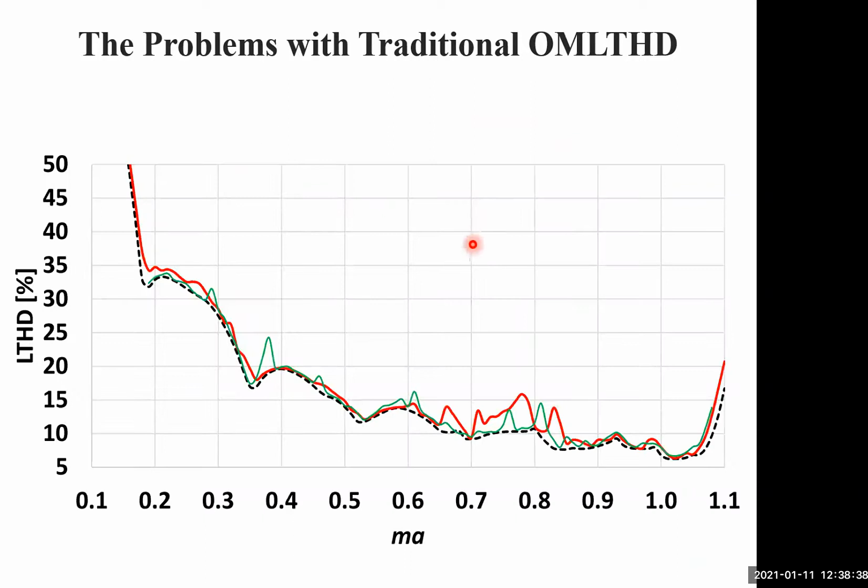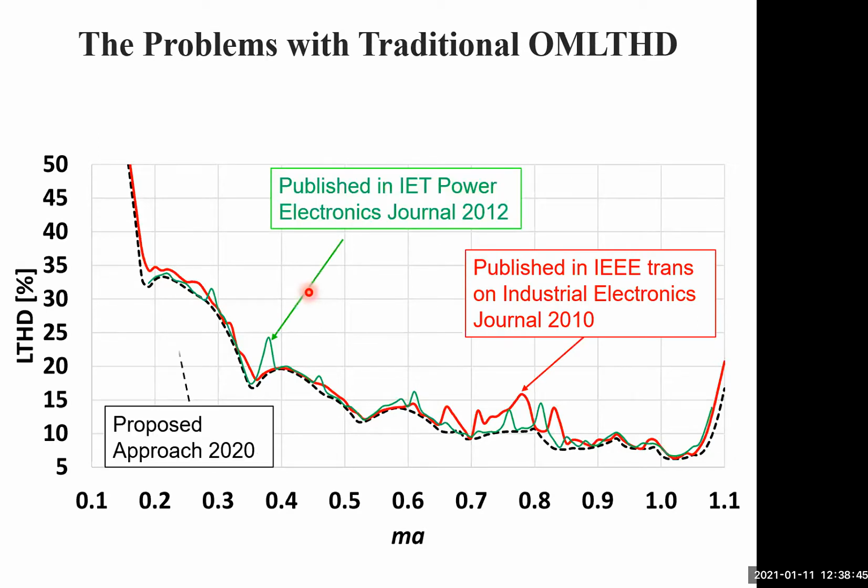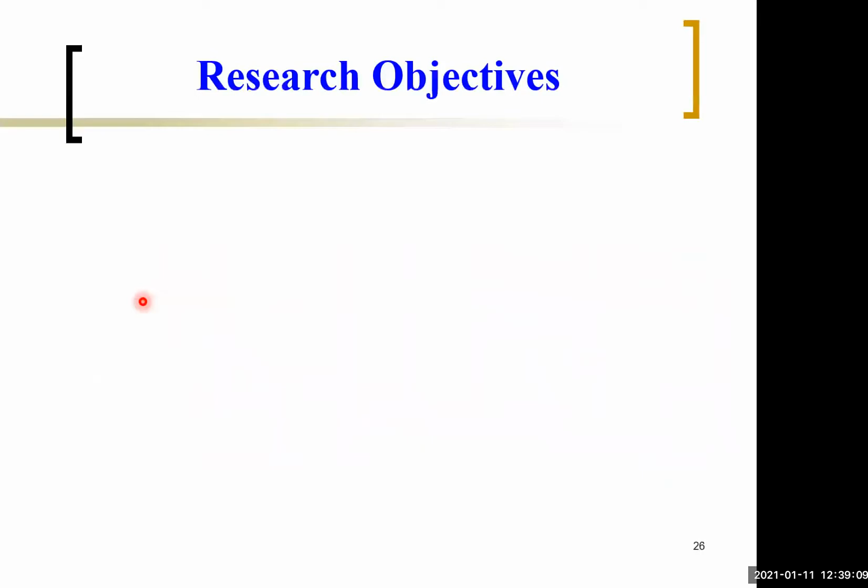So that is the problem with traditional OM-THD. If you take all these results and do a digital extraction and put them all together, these were published in the IEEE Transactions on Industrial Electronics back in 2010. This was published in the IET Power Electronics journal in 2012. And this is our results, okay? Just a preview. As you can see, the dashed line is very analytical in nature. And of course, the values are much lower and the modulation error is kept below a certain value that we define. Well, I will get into that later.